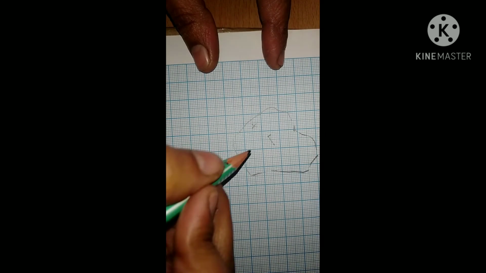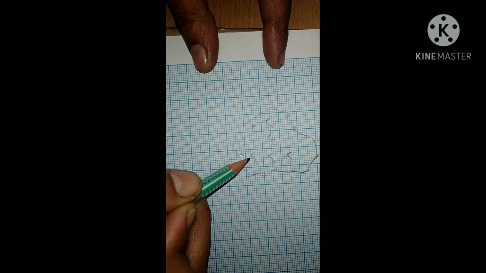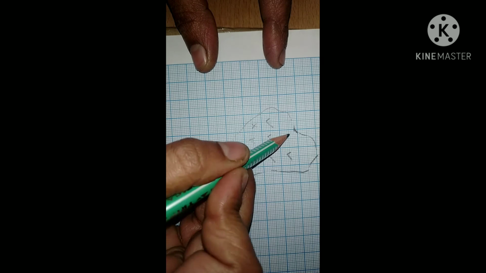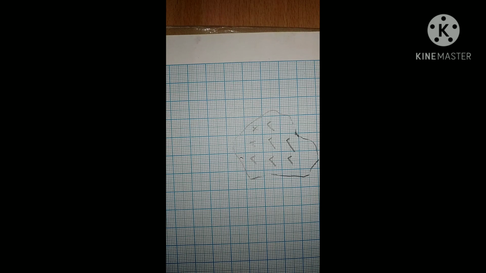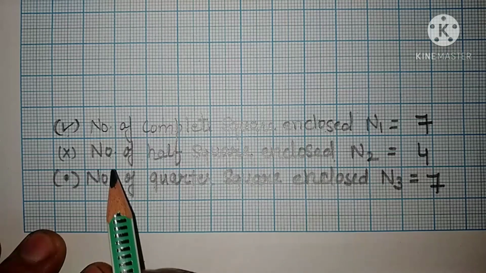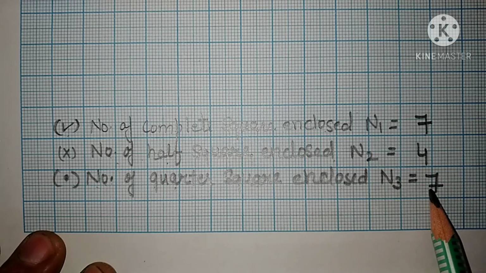So how many complete squares are there? 1, 2, 3, 4, 5, 6, and yes, this is almost complete, so that is your 7. In the same way we count the number of complete squares, half squares and quarter squares. So students, here the number of complete squares is 7, the number of half squares is 4, and the number of quarter squares is 7.